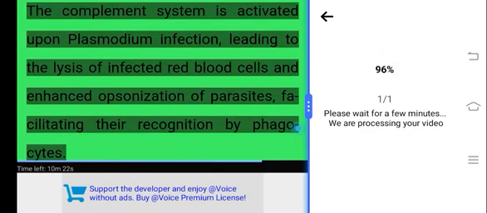Complement system. The complement system is activated upon Plasmodium infection, leading to the lysis of infected red blood cells and enhanced opsonization of parasites, facilitating their recognition by phagocytes.